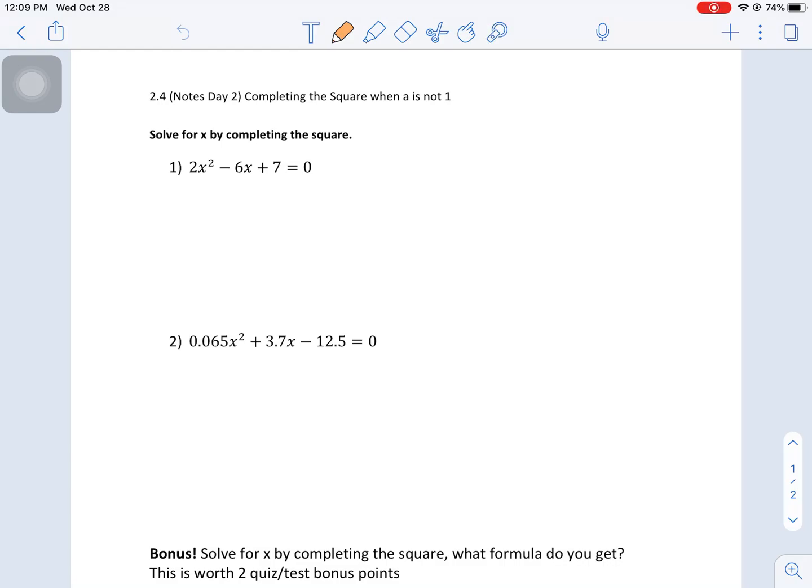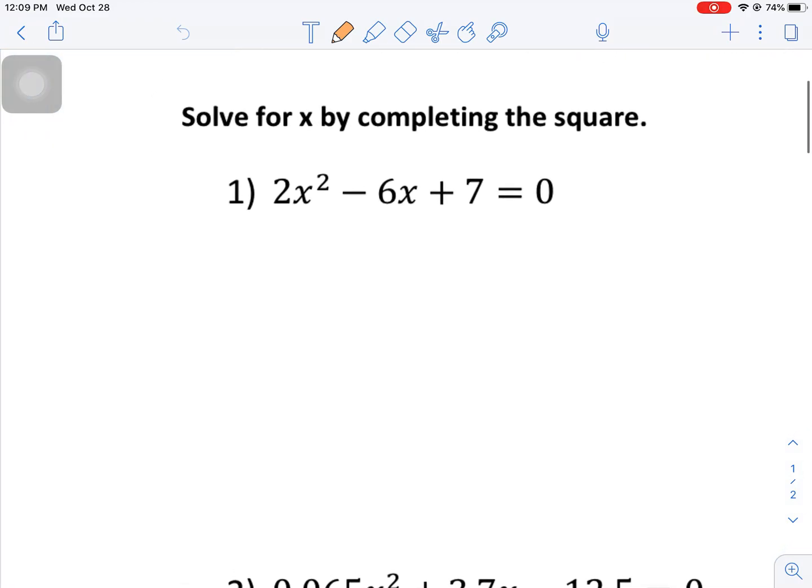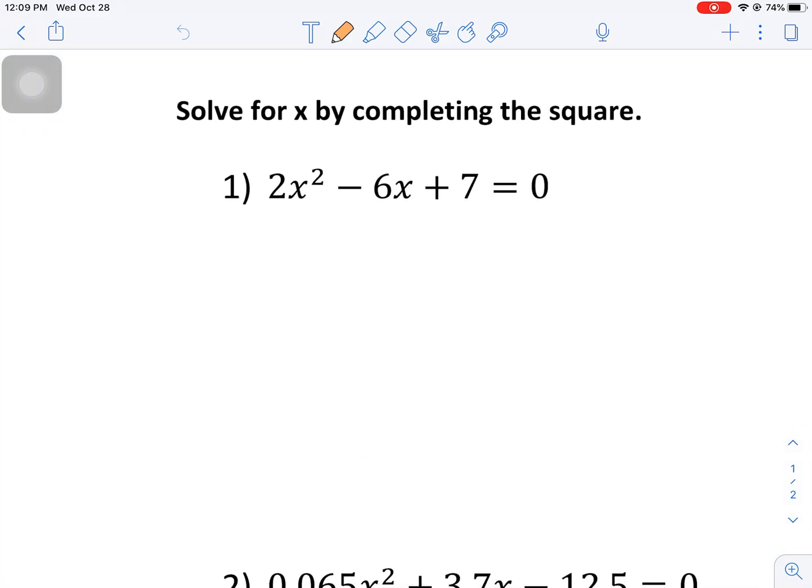All right, guys, so yesterday we did not really talk about completing the square when the a value is something that's not 1. So in a question like this, actually you might have seen a question like this yesterday on the homework. I don't remember exactly what number it was. But if you looked at the key, I just divided out the 2.